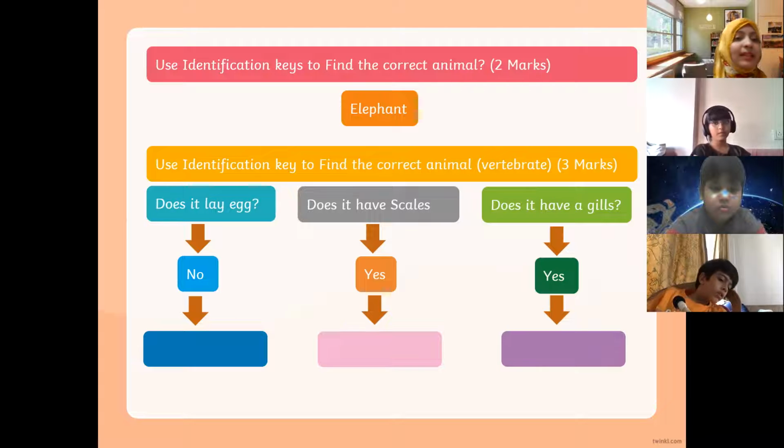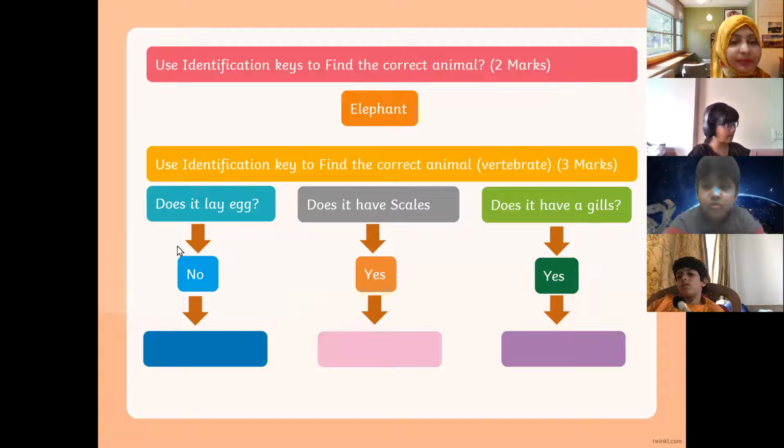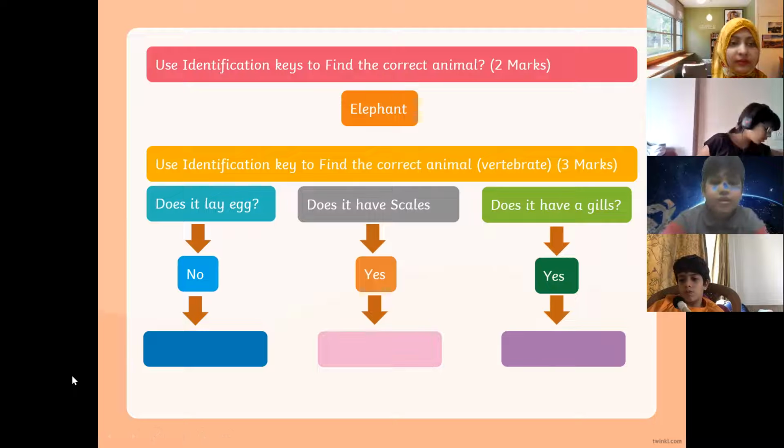Okay. Yes, Muhammad Ali, tell me. Ma'am, do we have to write the question and also the answers of the first one? The first one, yes, you have to write the question. And in the end, you just have to write the answer. Ma'am, 5 questions have to be made on elephant, right?